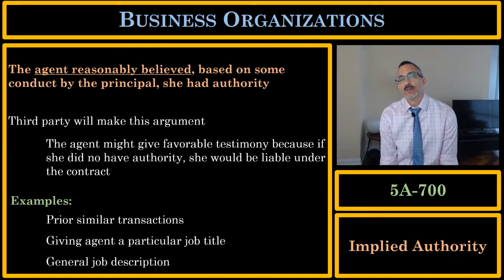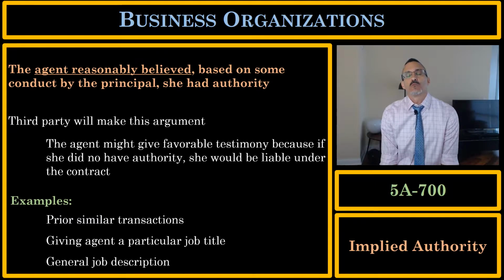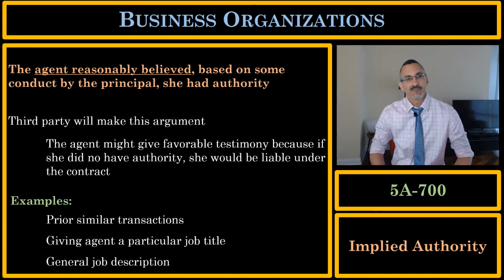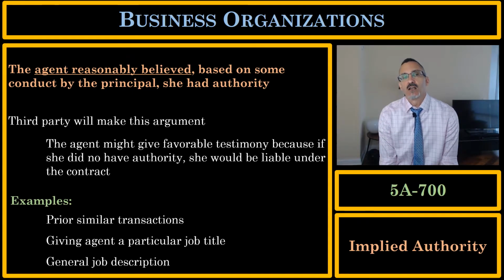So here are some examples. What would give an agent a reasonable belief that she had the power to bind, she had the authority to bind the corporation in this transaction? Well, maybe she did it in prior similar transactions. Maybe the agent has a particular job title and she reasonably believes that that job title gives her the authority to enter into this contract or transaction on behalf of the corporation. Maybe her general job description. She has a job description, and as she reads that job description, she reasonably believes that she has the authority to enter into this transaction.